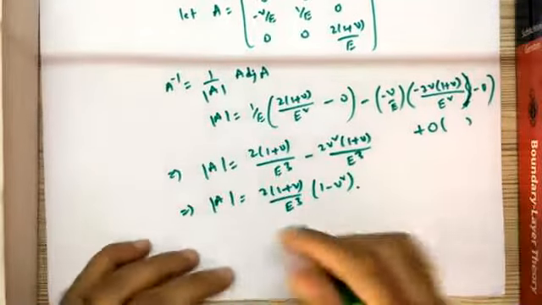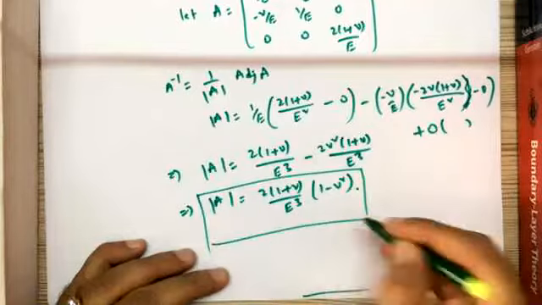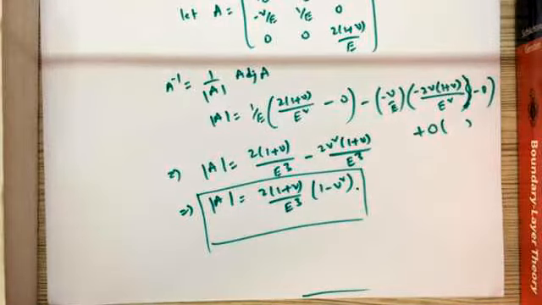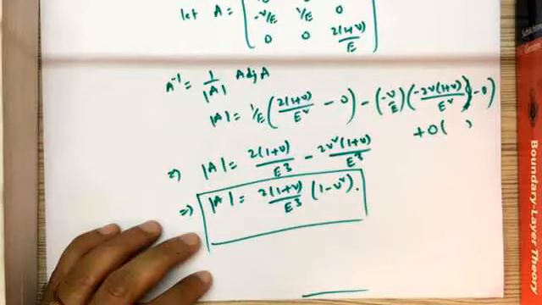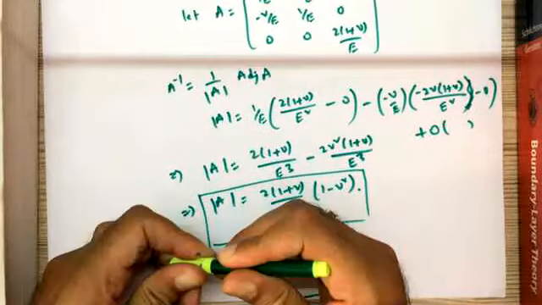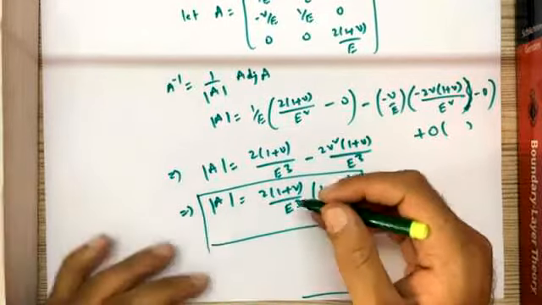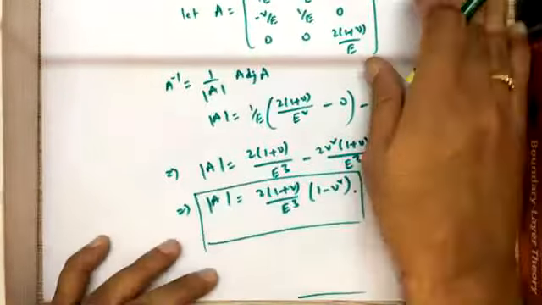So that is my det A. Fine. Now what I need to find now? I need to find now the adjoint A. So what is adjoint A?